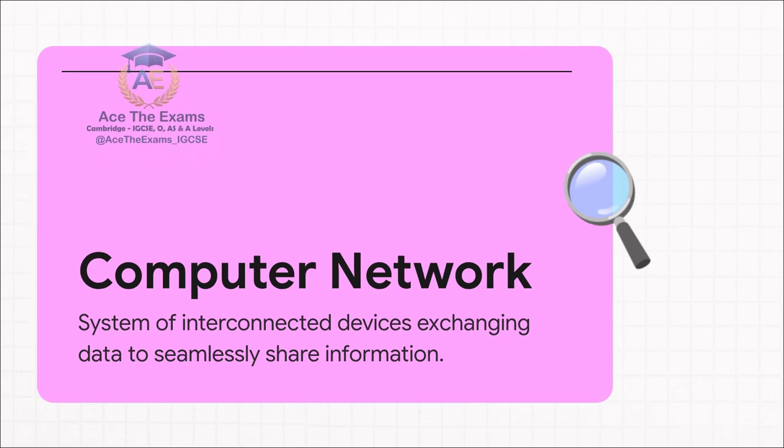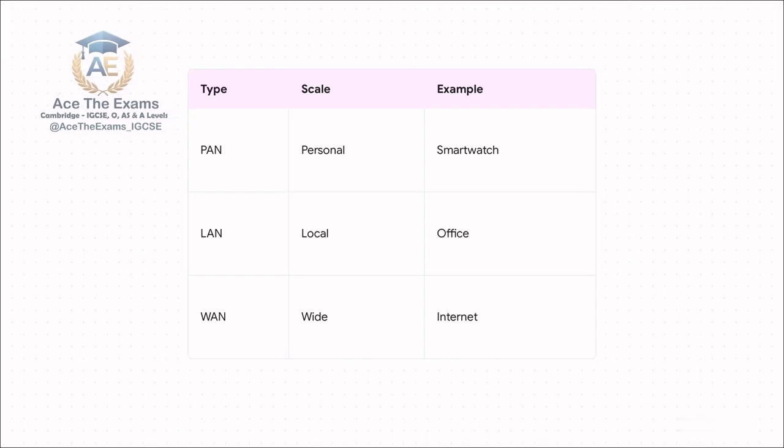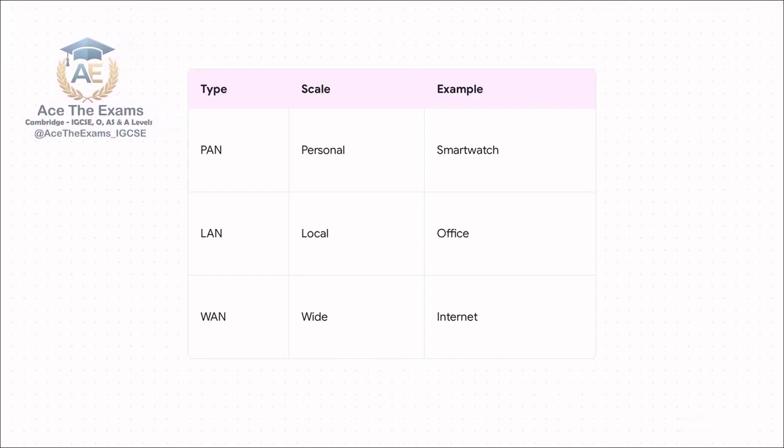A network isn't just connected computers, right? It's a purpose-built infrastructure designed to share specific resources. And we can categorize that infrastructure based on its transmission technology and its scale. You've got to be able to instantly differentiate these.